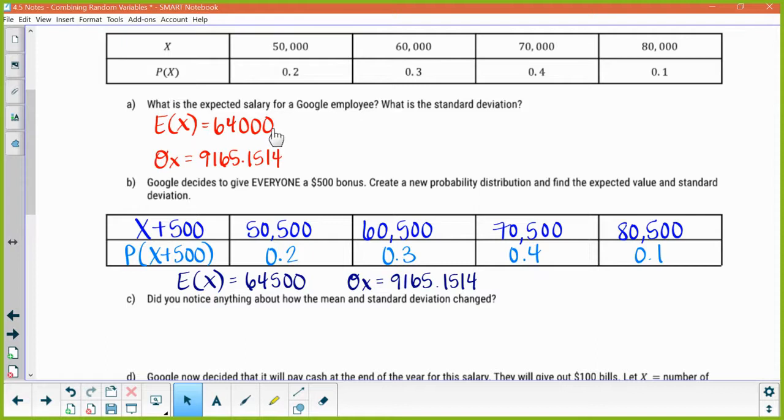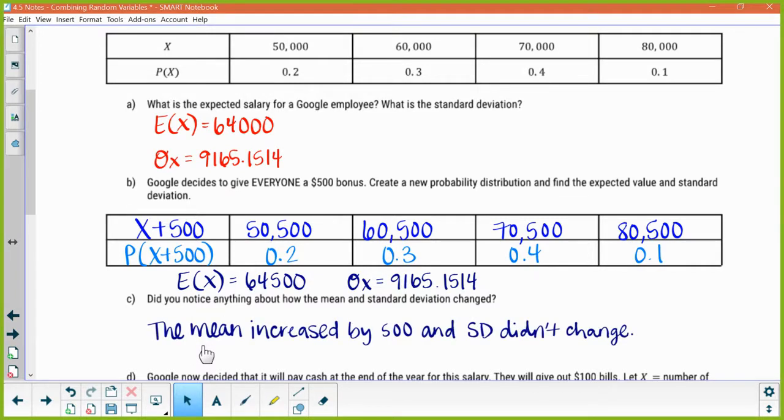I noticed my mean went up by 500, and my standard deviation did not change. So the mean increased, standard deviation did not change. It's going to be kind of important in our rule in just one second.